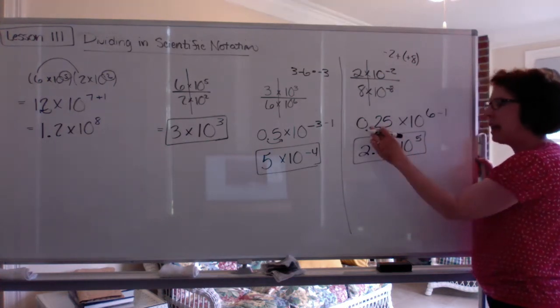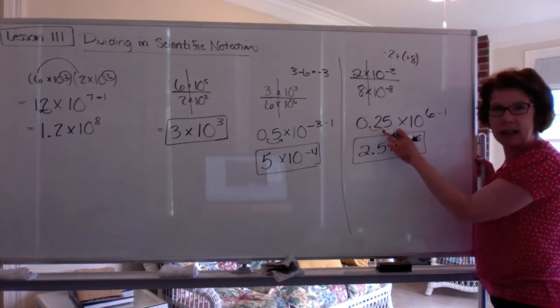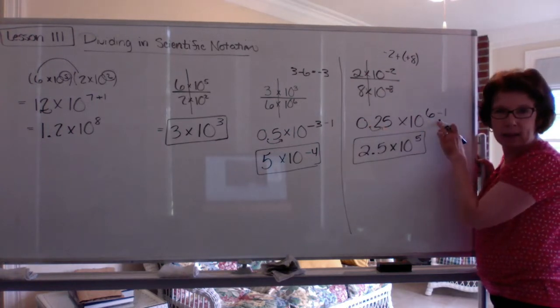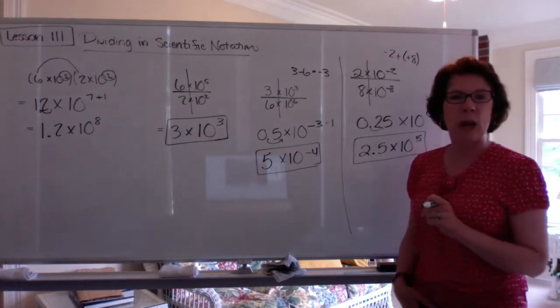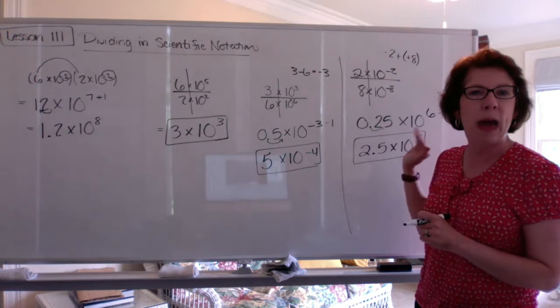Let's think about that again. It went from 0.25 to 2.5. I added a 10, take away a 10 to keep it the same number. We're just transferring the 10 from the back to the front, taking it away from the back and adding it to the front.